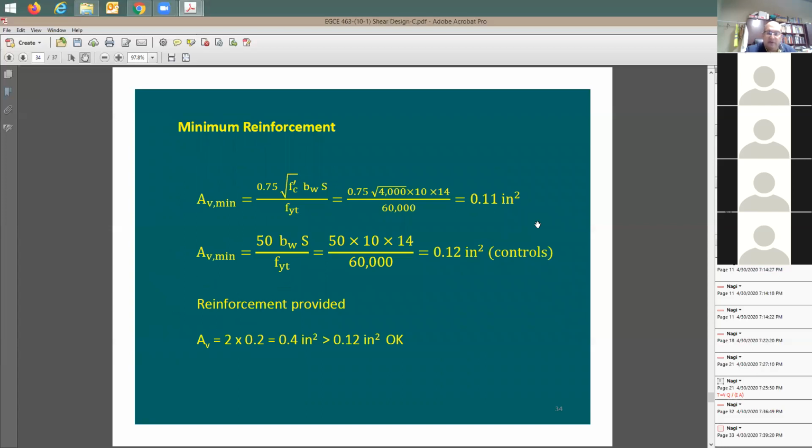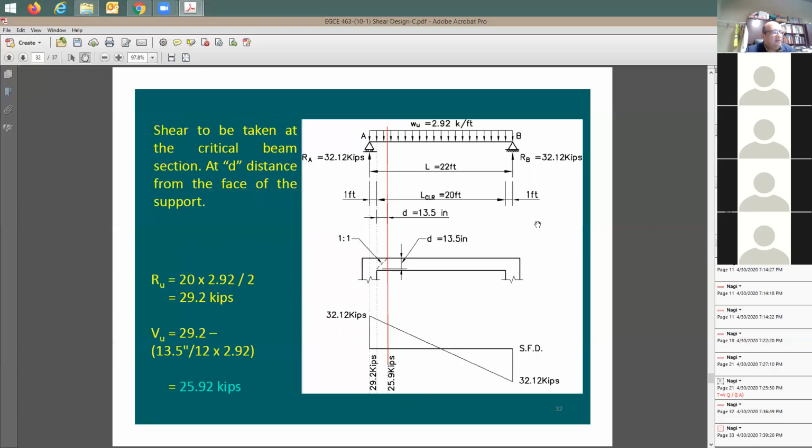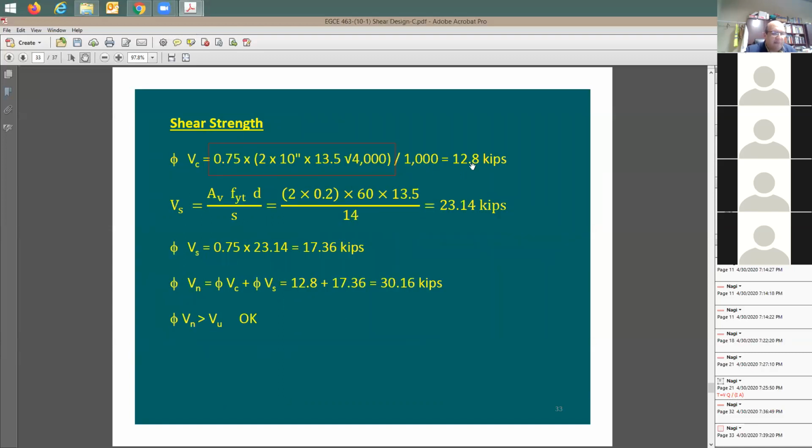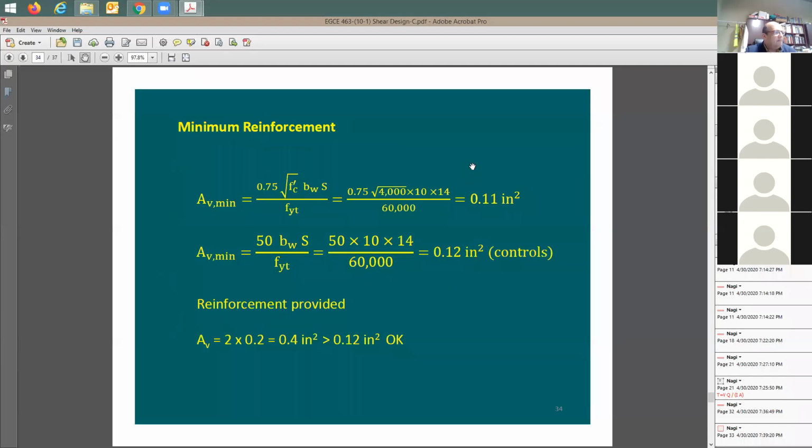Minimum reinforcement. I also need to check the minimum reinforcement for the shear. What happened here? The demand is more than one half of the shear strength by the concrete. It is more than the concrete strength itself. You have here 25.9 versus 12.8, which means that you need to check the minimum steel needed for the ties. This is the reason I have these two equations. As you see here, everything is going to be in psi. Concrete strength is 4,000. Yield strength is 60,000.